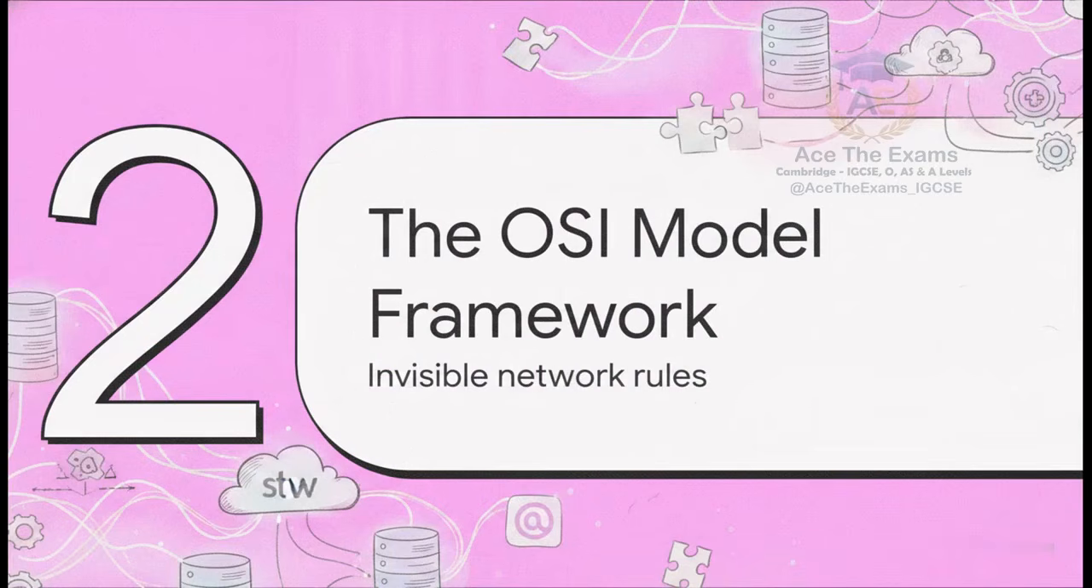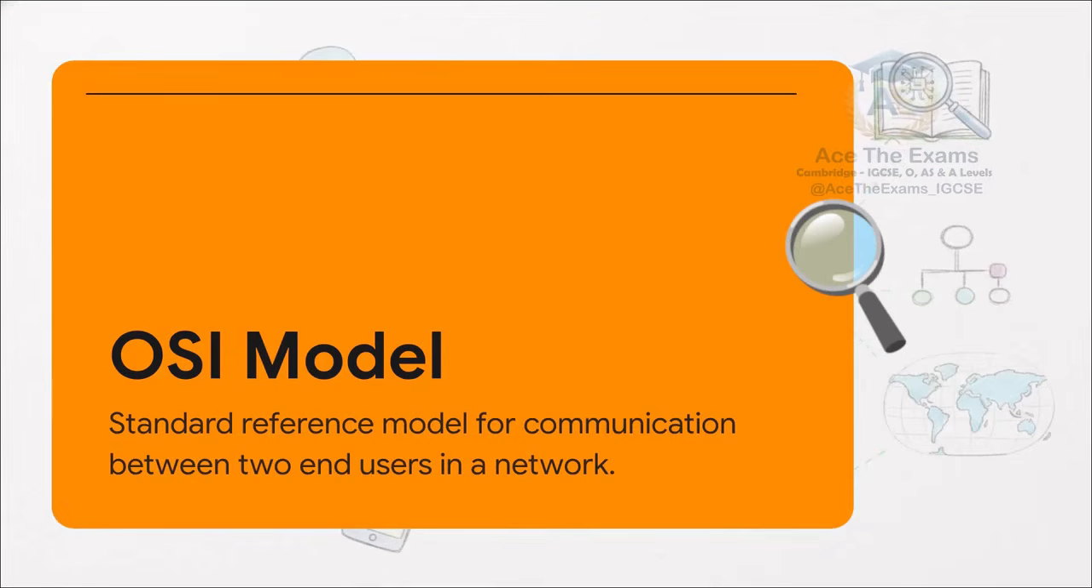Moving on to Section 2, the OSI model framework, the invisible rules of communication. So how do all these wildly different devices around the world actually interoperate? We need an underlying architecture, and that is exactly where the OSI model comes into play. The Open Systems Interconnection Model acts as a standard reference guide for developers. Understanding this is absolutely critical, especially if you're troubleshooting network problems.